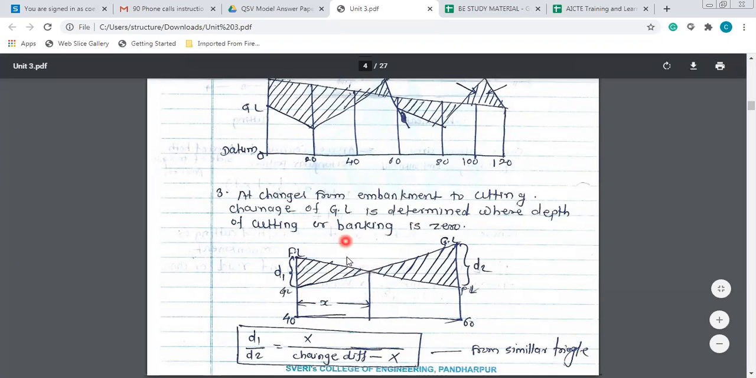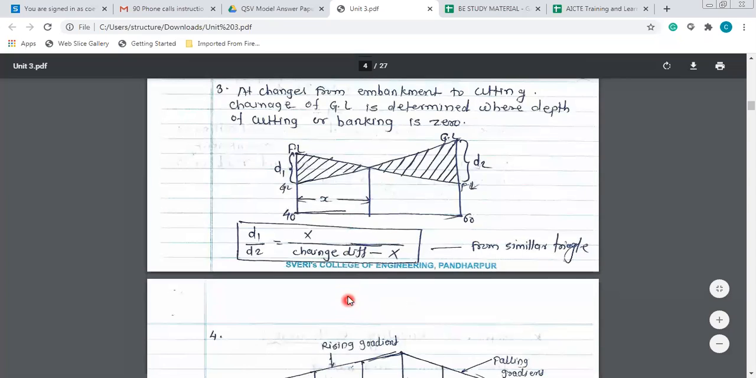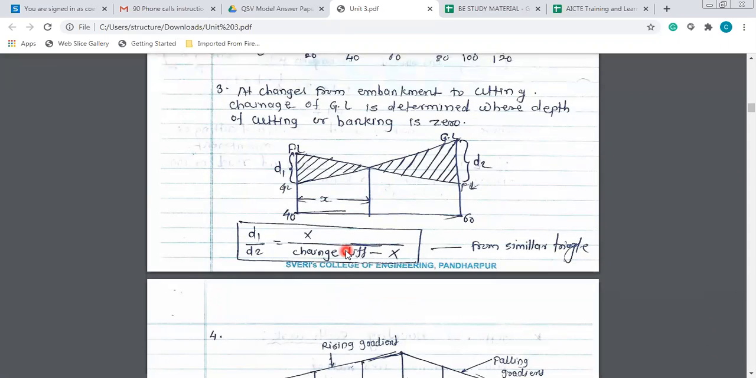So you have to calculate this particular depth. How are you going to calculate it? You can use the interpolation formula, or the similar triangle formula, that is d1 by d2. If you observe this diagram, d1 by d2 equals x divided by difference of chainage minus x. This is the example that I have given. This is the formation level, this is the ground level. D2 will be the second depth and D1 will be the first depth.